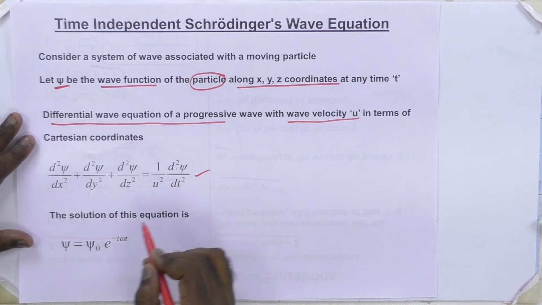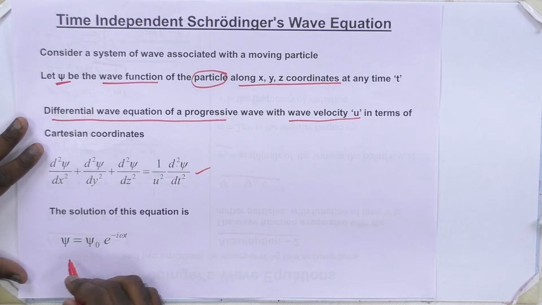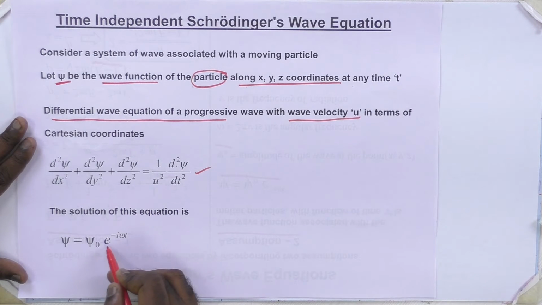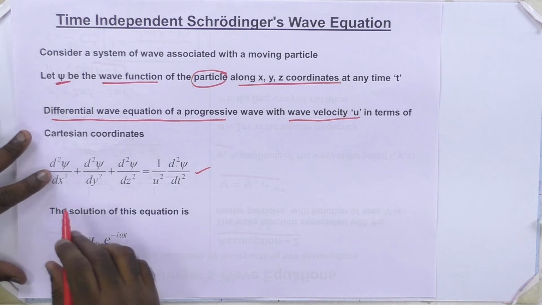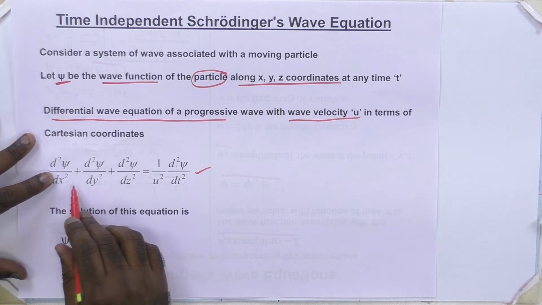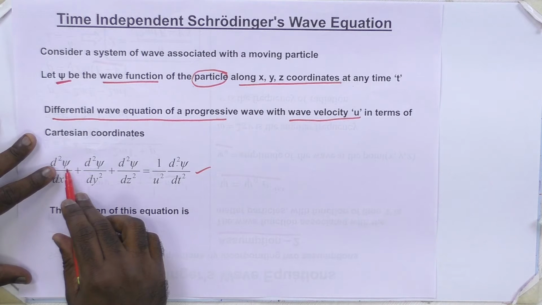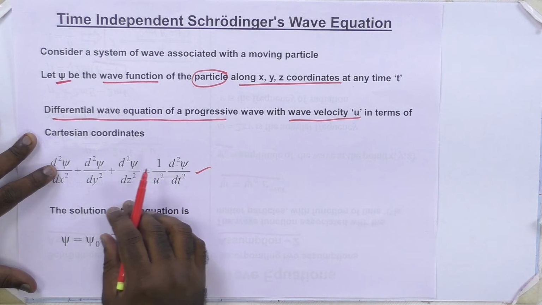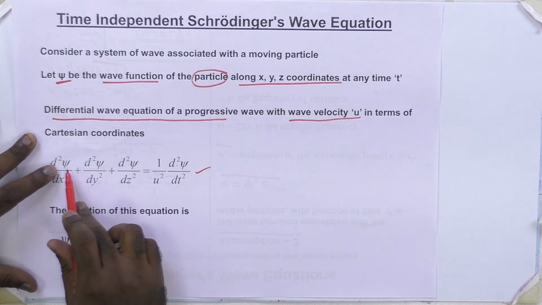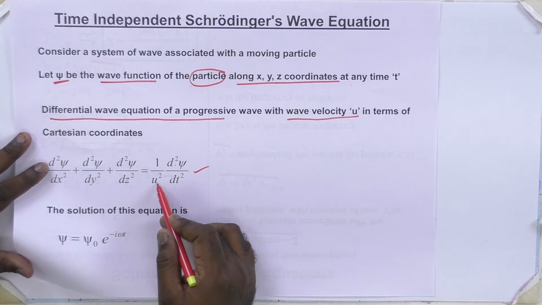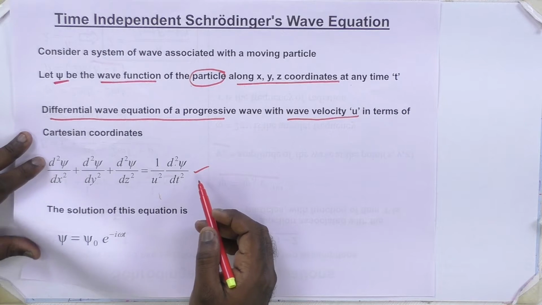The solution of this equation is given by psi equals psi naught e to the power minus i omega t. Here x, y, z is the three dimensional space. Psi is the wave function; whenever the particle moves it has wave nature, which is expressed by the wave function psi. And u is the velocity of the particle moving with wave velocity.